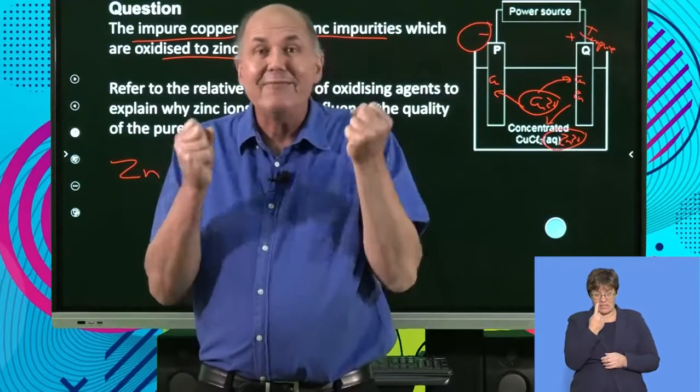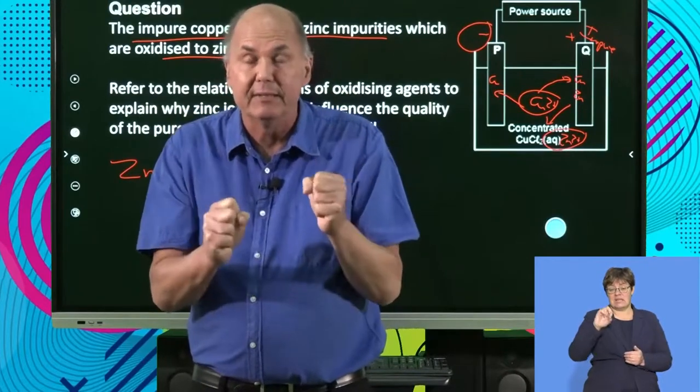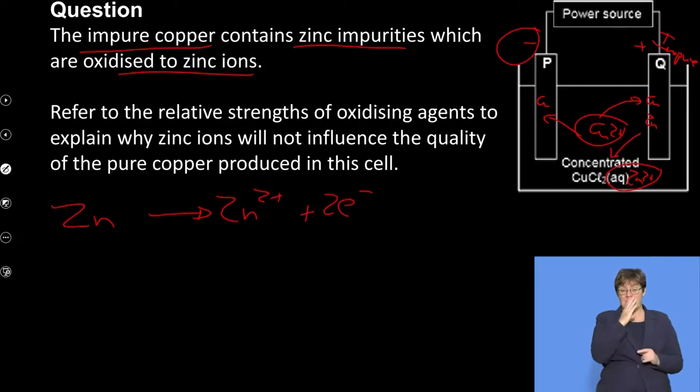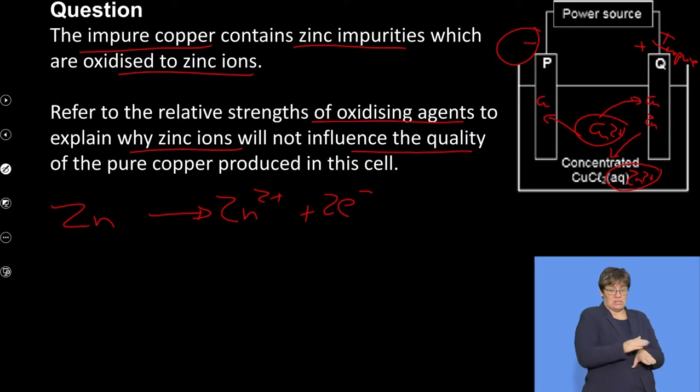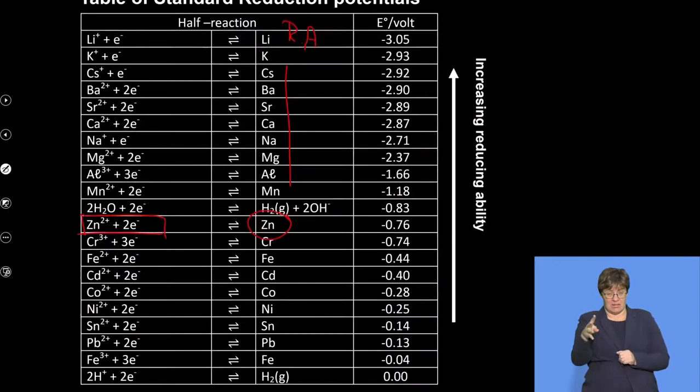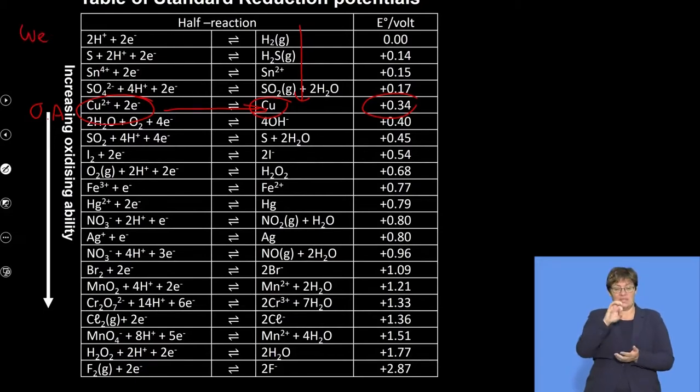Well, if they're going to undergo a gain of electrons, we've got to compare their oxidizing ability. So let's go back to the table, because that's exactly what they're asking. They say the relative strengths of the oxidizing ability, why zinc ions will not influence the copper deposit over here. So if we look at the table, you will see that zinc is very high up on the table. Look at the value, -0.76, whereas if you look at copper, it's one of the oxidizing agents. It is a reading of plus 0.34. So zinc is a much weaker oxidizing agent.